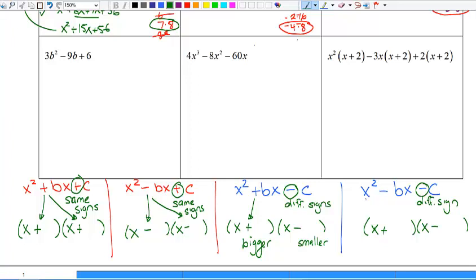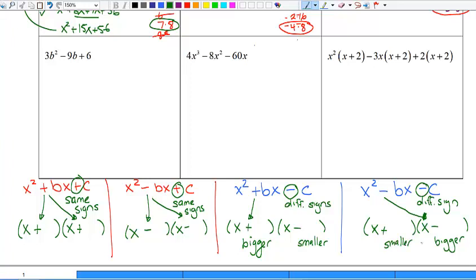Well, on our last example, x squared minus bx minus c, we know the signs are different. Because the b is negative, my sign negative will go with my bigger value. And the positive will then default to the smaller value.